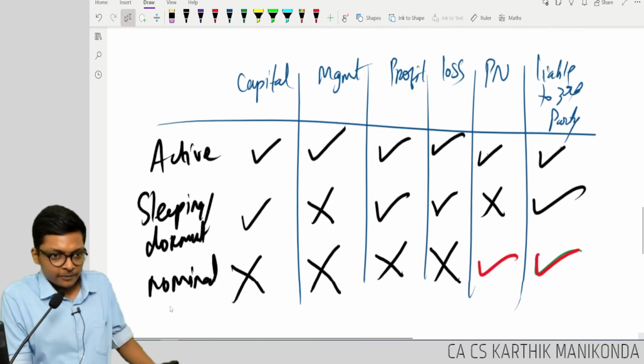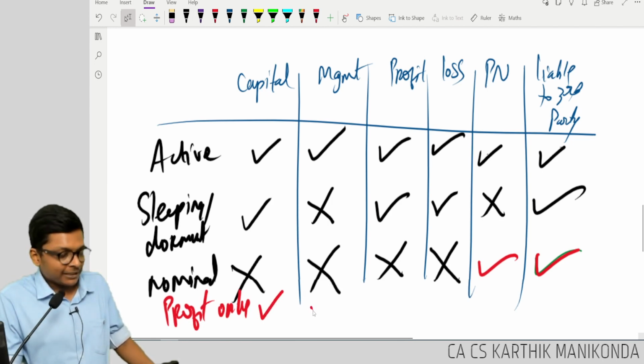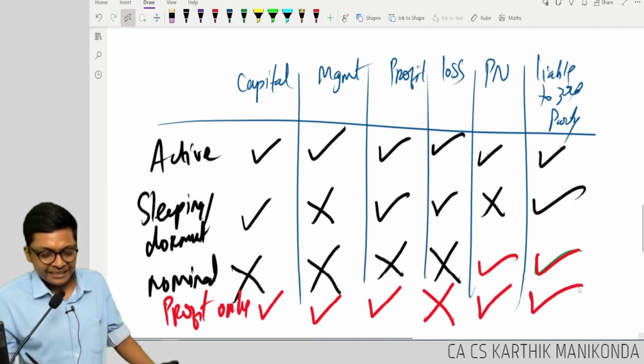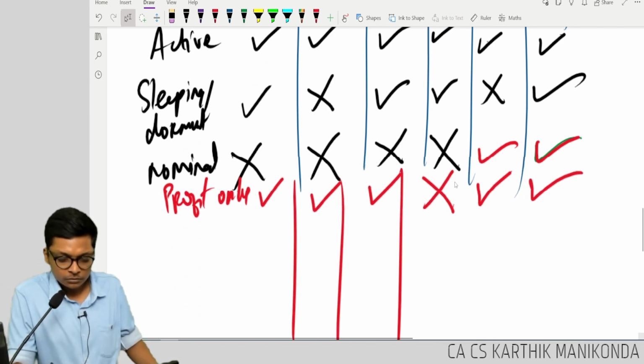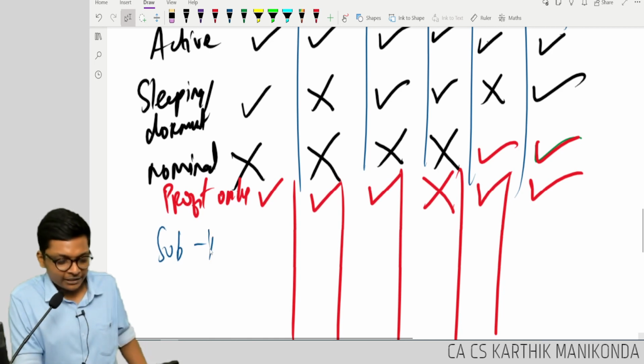Next is what partner? There is one partner called partner in profit only. Capital, yes. Management, yes. Profit, yes. Loss, no. Public notice, yes. Liable to third parties, yes. Next, we have incoming, outgoing, leave it.